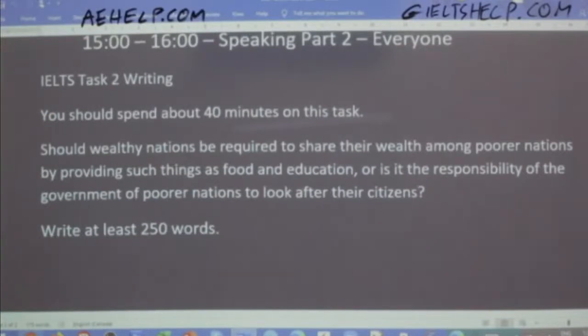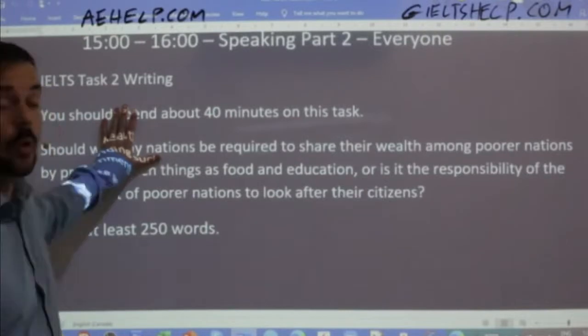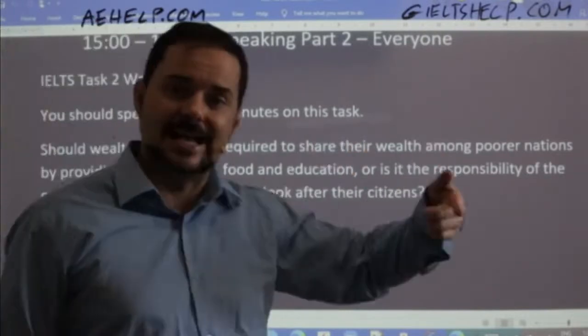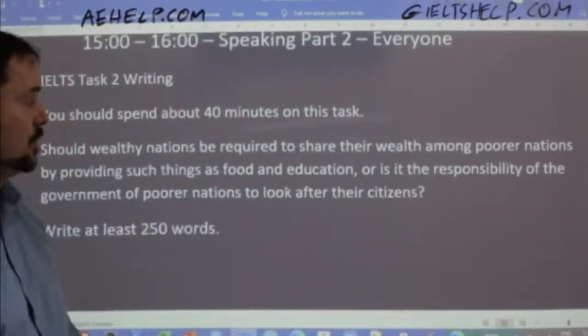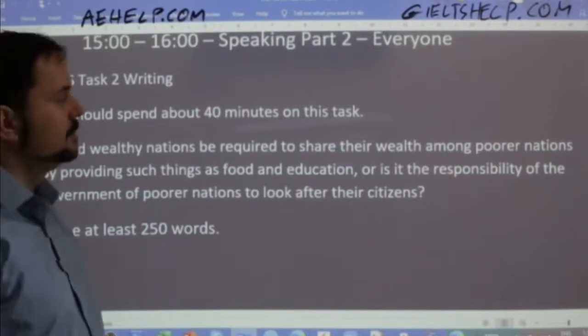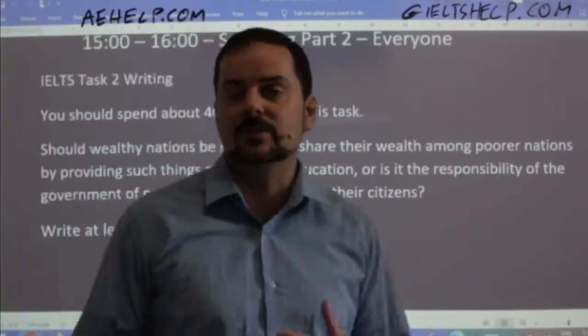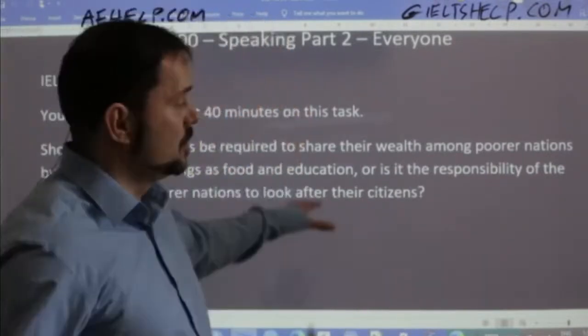You can start your writing with either task. I always suggest starting with task 1 and then going to task 2. Task 2 is worth more, so if you are going to make some mistakes, getting the hang, getting into the writing, do it with task 1, not with task 2.